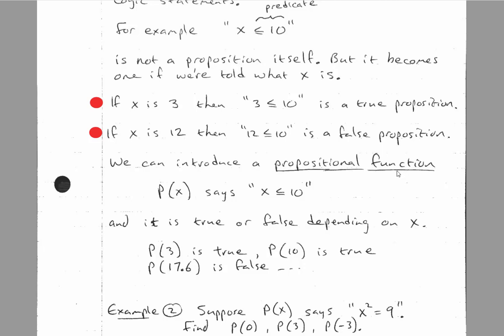And we can make a propositional function. So p of x says x is less than or equal to 10. And the idea is that p of x is going to be true or false depending on what x is. So we saw already, p of 3 is true. P of 10 is true, 10 is less than or equal to 10. But p of 17.6 is false. If you put in 17.6 for x, then this whole thing becomes false. 17.6, that's too big. It's not less than or equal to 10.